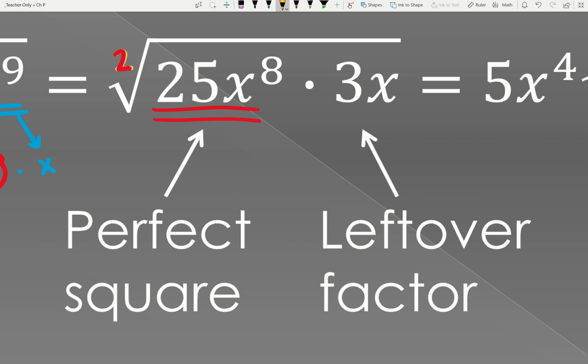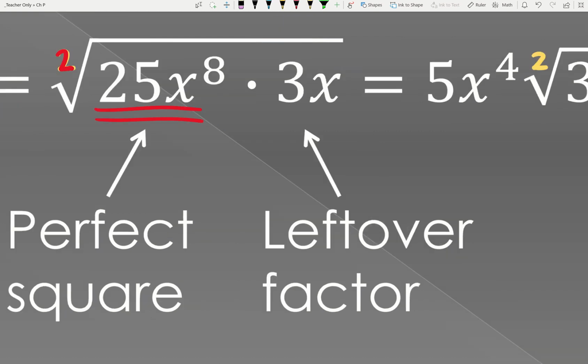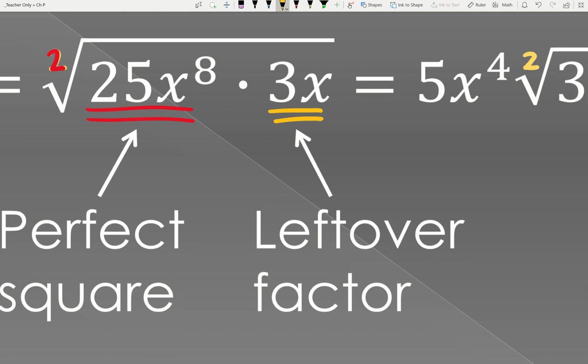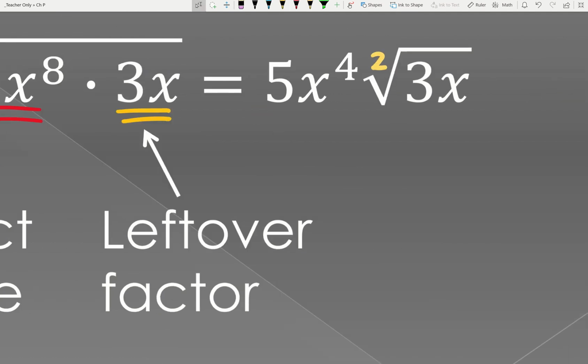I could just now simply say, okay, the square root of 25 is 5, and the square root of x to the 8th is simply going to be x to the 4th. And the reason why that is, is because x to the 8th can be written as x to the 4th all raised to the 2nd power, okay? And so those would undo each other. And then the 3x on the inside, that's just the leftover terms, we would just have to leave that underneath the radical, and this would be the way that we want to write that result, okay?